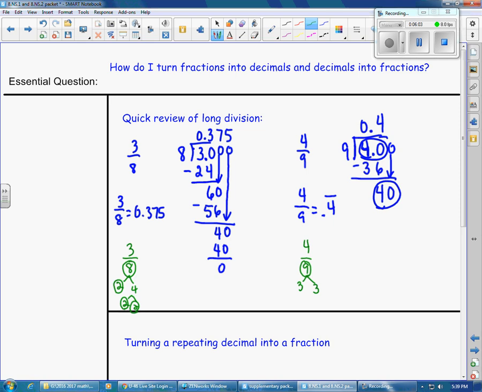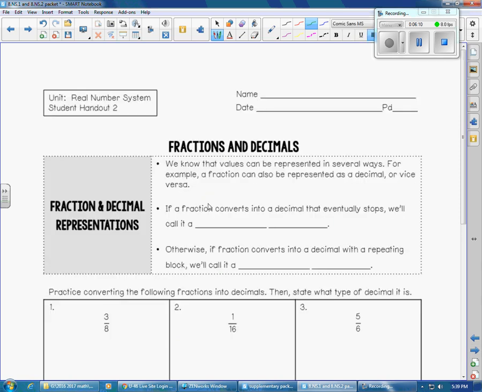So let's move on to the next page, because I don't want to do all of the examples on your note pages. I just wanted to give you those 2 examples with a little bit more space. So your handout, we know that values can be represented in several ways. For example, a fraction can also be represented as a decimal or vice versa, which means the opposite is also true. If a fraction converts to a decimal that eventually stops, we call it a terminating decimal. Otherwise, if a fraction converts to a decimal with a repeating block, we call it, you guessed it, a repeating decimal.